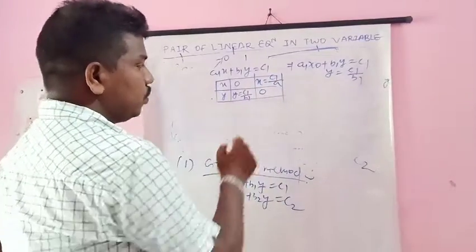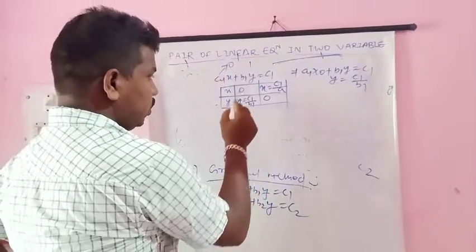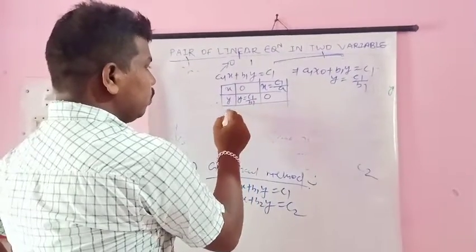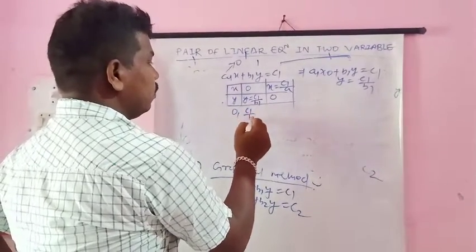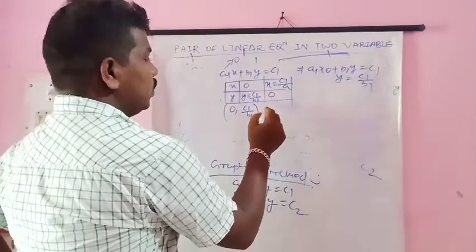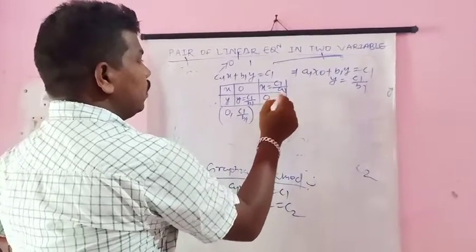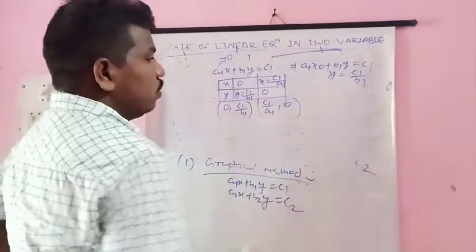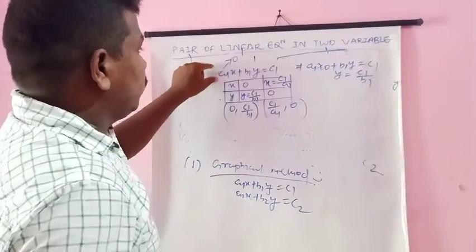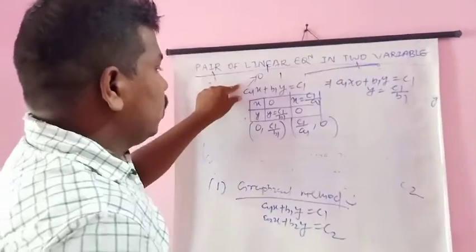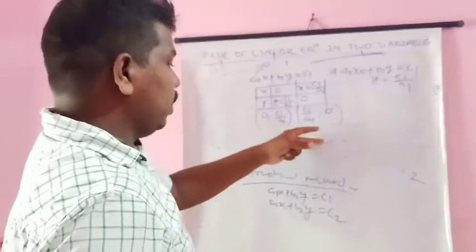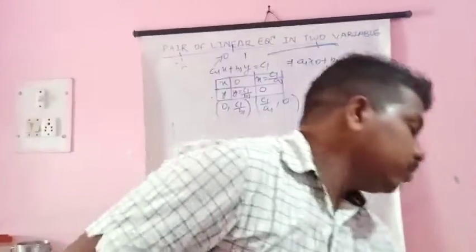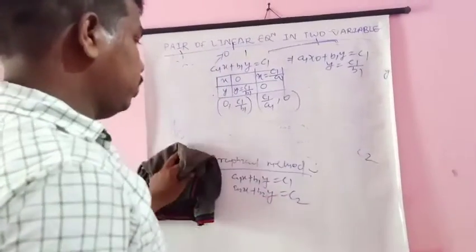So here we get 2 points. The first point is 0 comma c1 by b1. The second point is c1 by a1 comma 0. So from the first linear equation we get 2 points. Similarly, we also get another 2 points from the second equation.